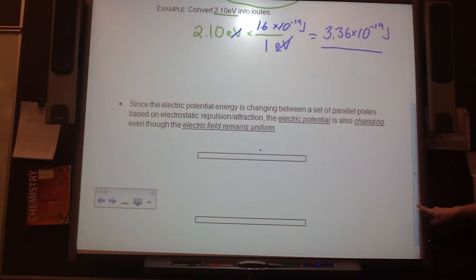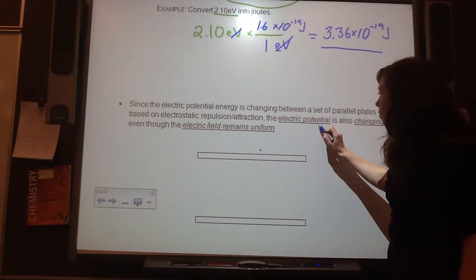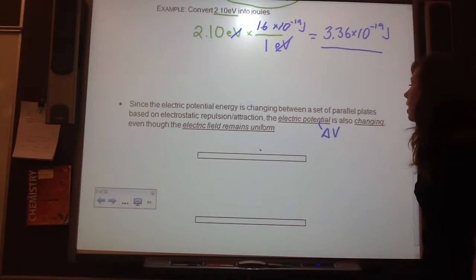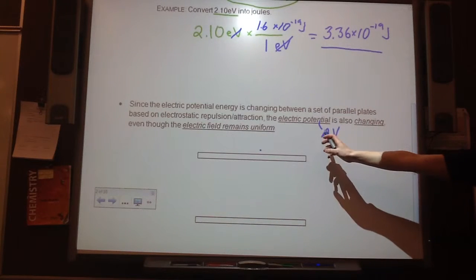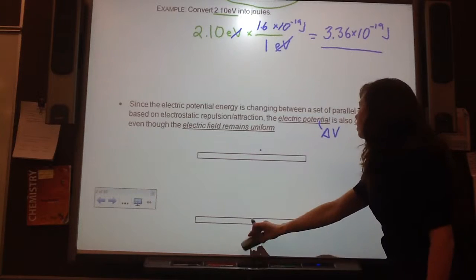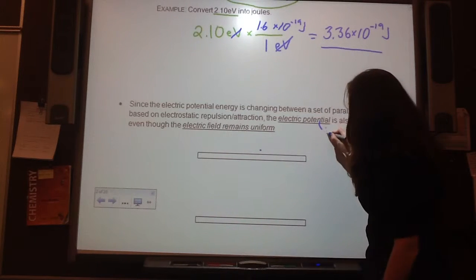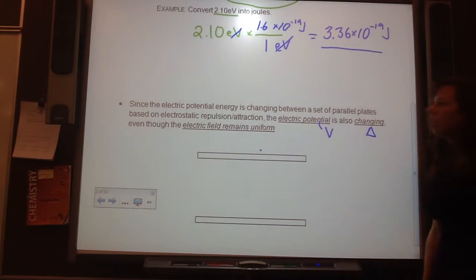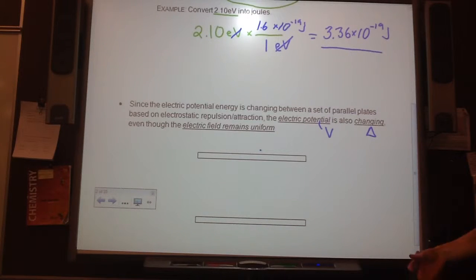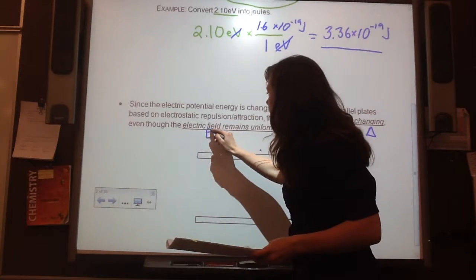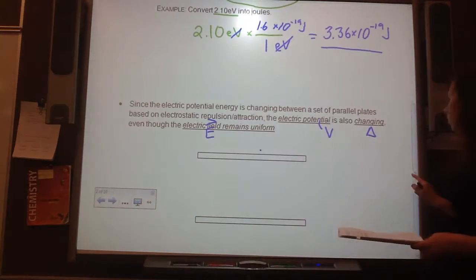So since the electric potential is changing between a set of parallel plates based on electrostatic repulsion or attraction, the electric potential, which is delta V, is also changing. That's why it's delta, right? So I guess we could say the electric potential V is changing, even though the electric field remains uniform. So electric field, remember, is E with the arrow over top.